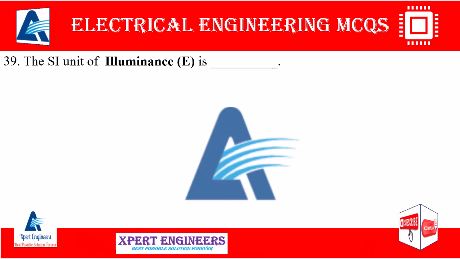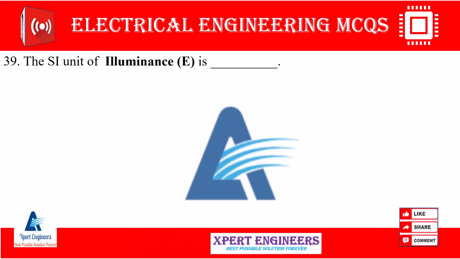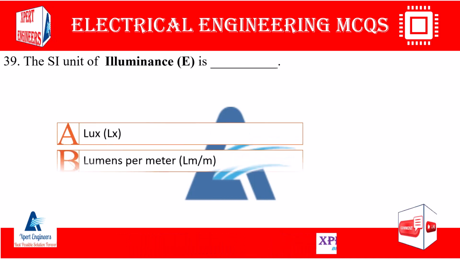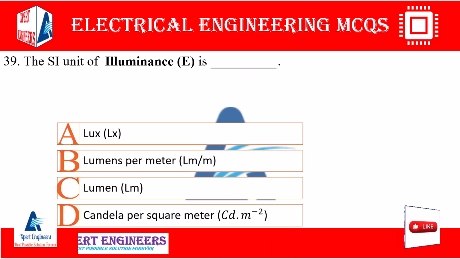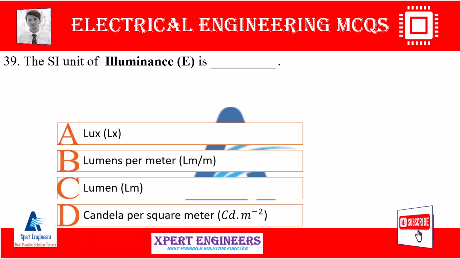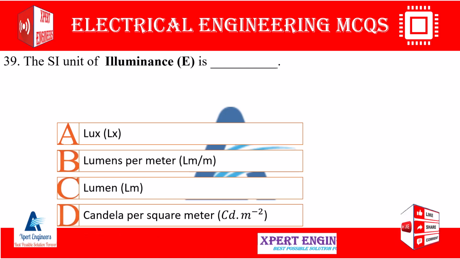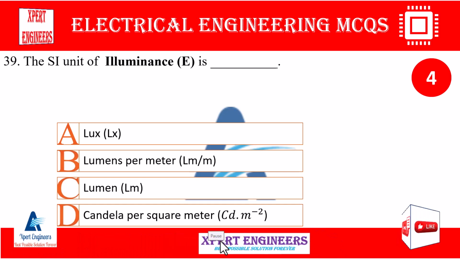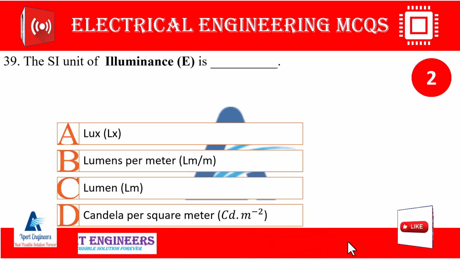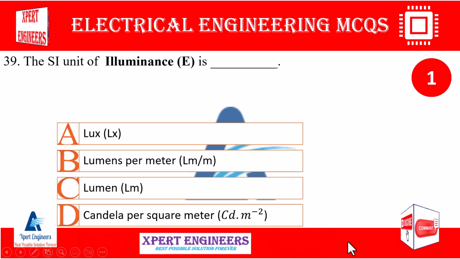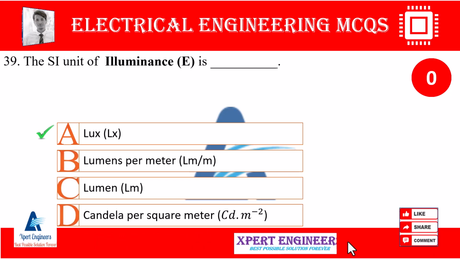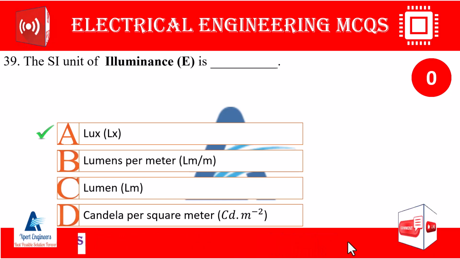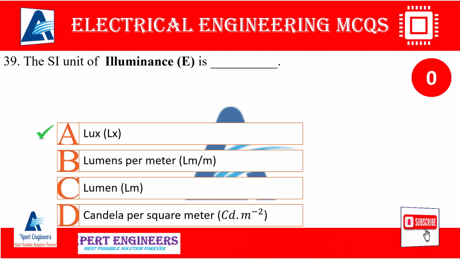Next is the SI unit of illuminance is dash. A, lux, B, lumens per meter, C, lumen, and D, candela per square meter. The correct option is lux. The SI unit of illuminance is lux.